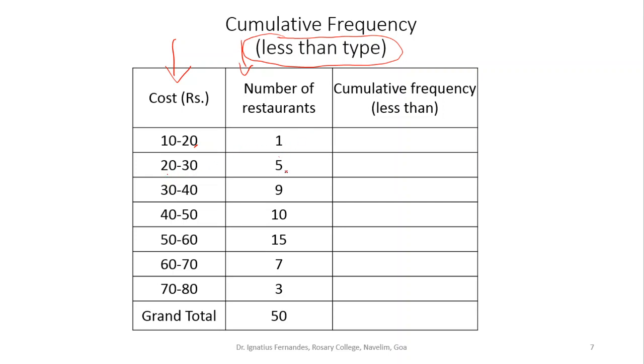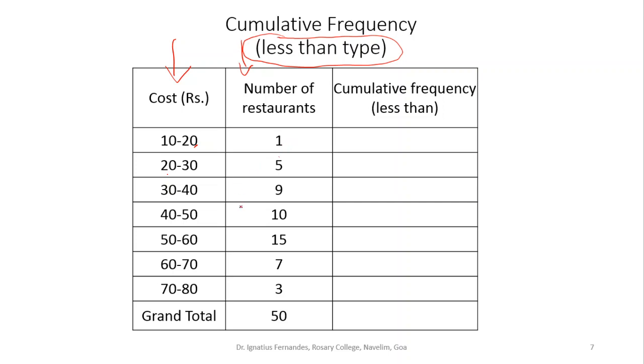Now suppose I want to ask you a question. How many restaurants give a meal for less than rupees 30? Now I'm just saying less than rupees 30. When I say less than rupees 30, it includes the ones between 20 to 30 and 10 to 20 as well. So I'm looking at all of them collectively. So less than 30 are all these 5 and this restaurant as well.